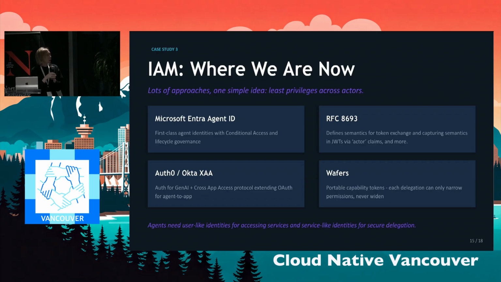What does JWT stand for? JSON Web Token. Oh.